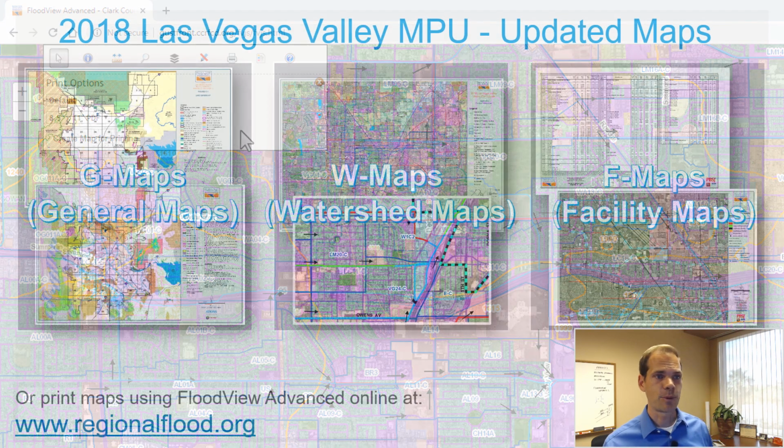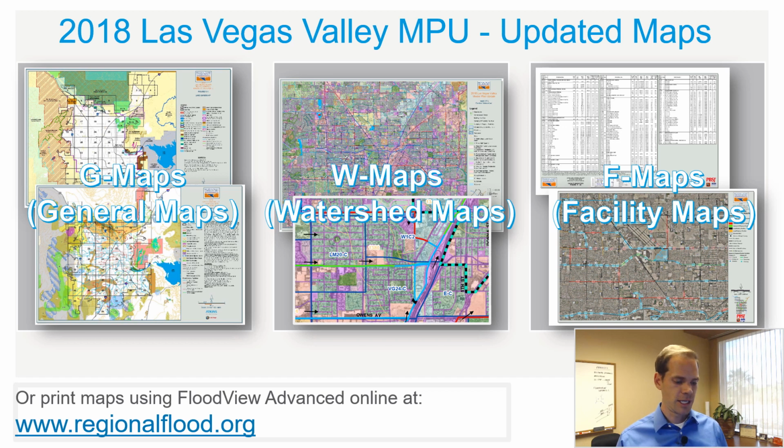So that really wraps up what I wanted to talk about. We've gone through the W maps, we talked about the G maps and the F maps, the different formats, the different ways that those are available and how you can get those. So if you have any questions, feel free to reach out to me or anyone here at the district. We'll be happy to help you with some of these new tools. We hope you like these maps.